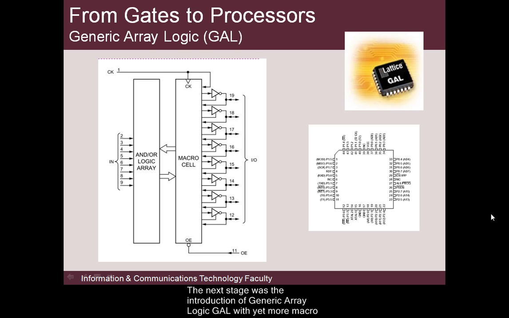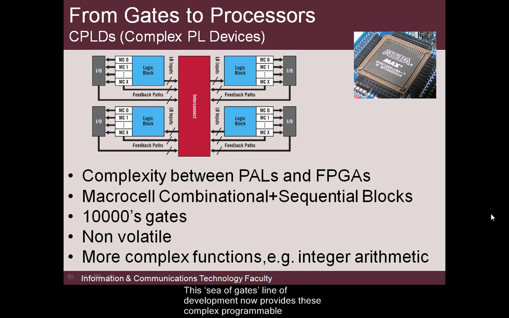The next incremental stage in logic development was generic array logic, with yet more macrocells, registers, and so on. Its key features were erasability and programmability in the field for rapid prototyping. And following on this line of development provided the current range of complex programmable logic devices, or CPLDs, with tens of thousands of gates, midway in complexity between PALs and the FPGAs coming next.